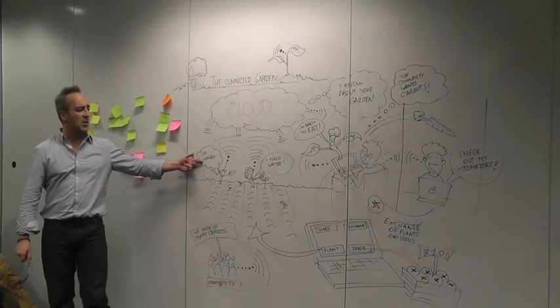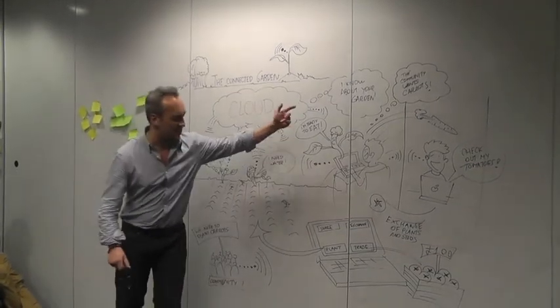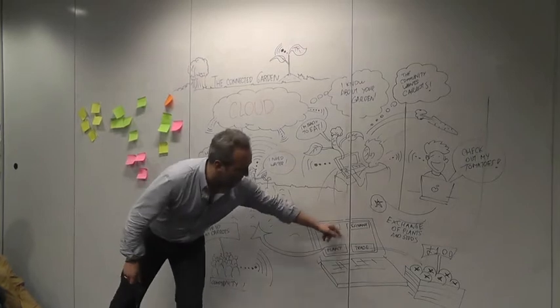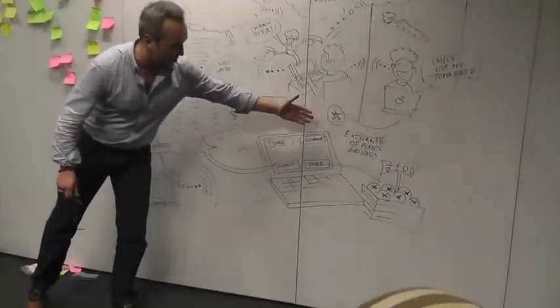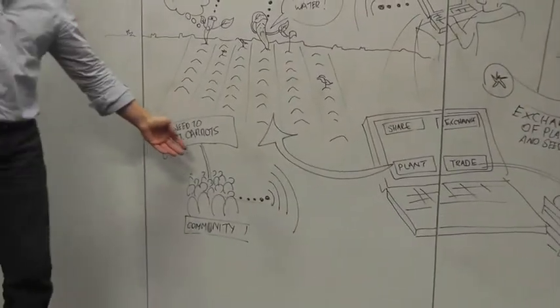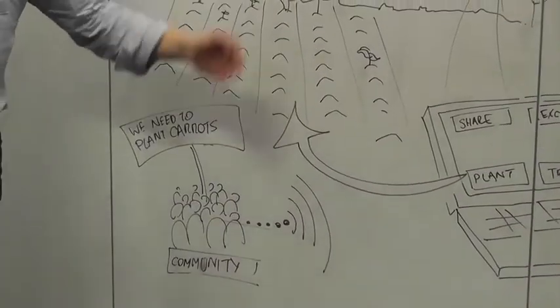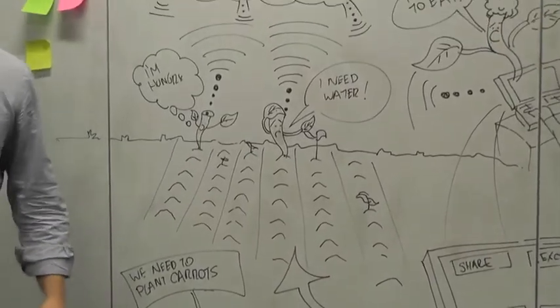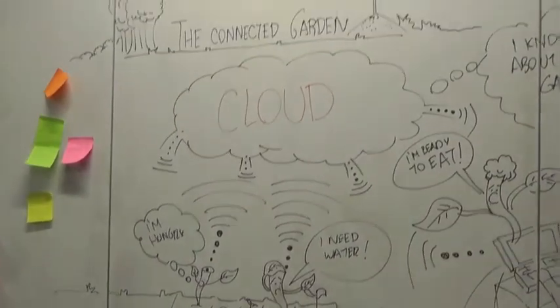So plants will let you know if they're hungry or need water or if they're ready to eat. And you have trading interfaces that you could trade plants or vegetables as you water them. And planting interfaces as well, if you want to plant carrots or tomatoes or cabbages or whatever it is. That's about it. Brilliant, 40 seconds.